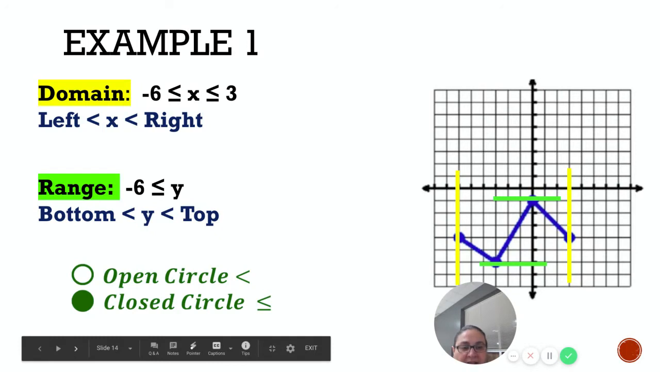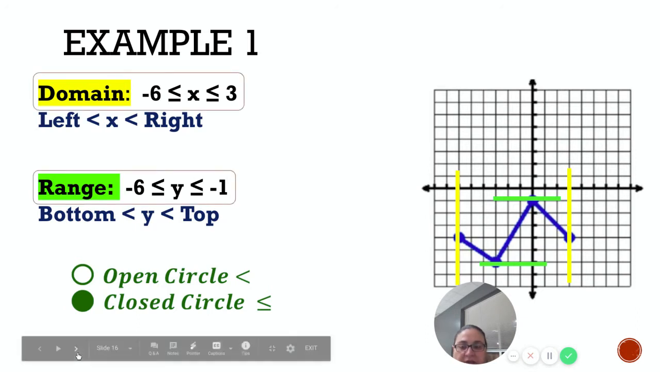The highest that it hits is at -1 on the y-axis. So I put less than or equal to -1. Less than or equal to because there's no open circle. So that is my domain and range.